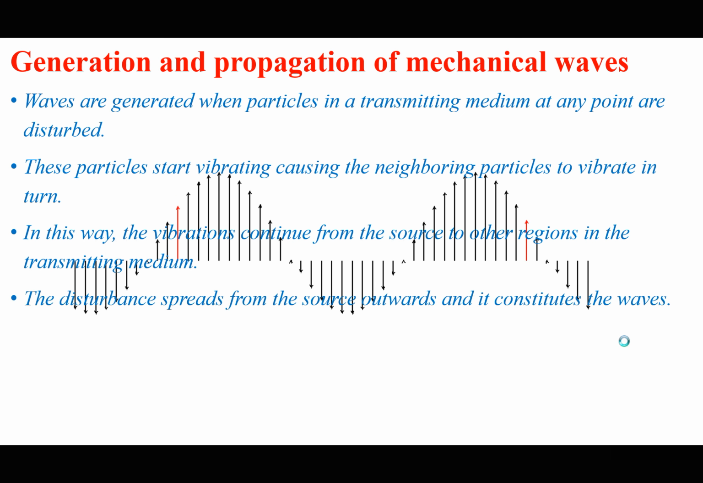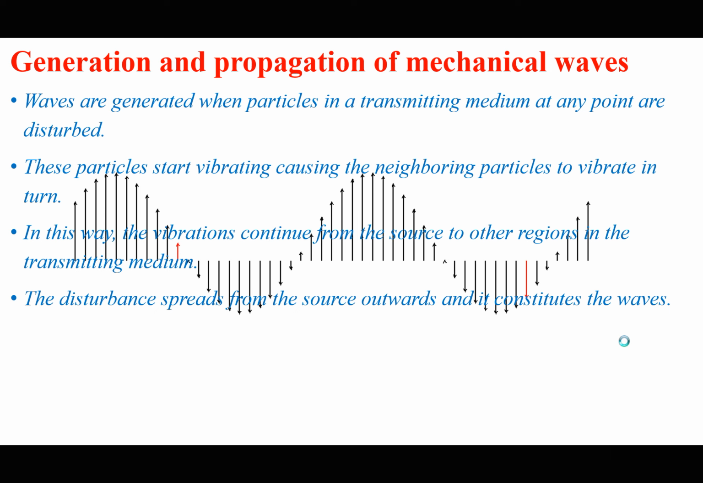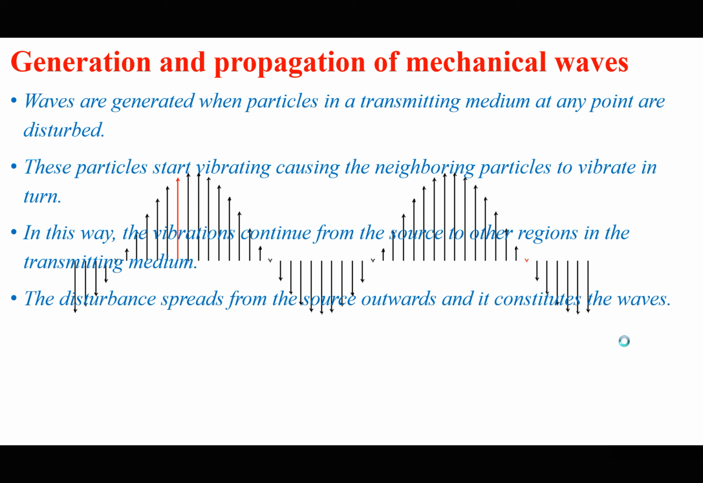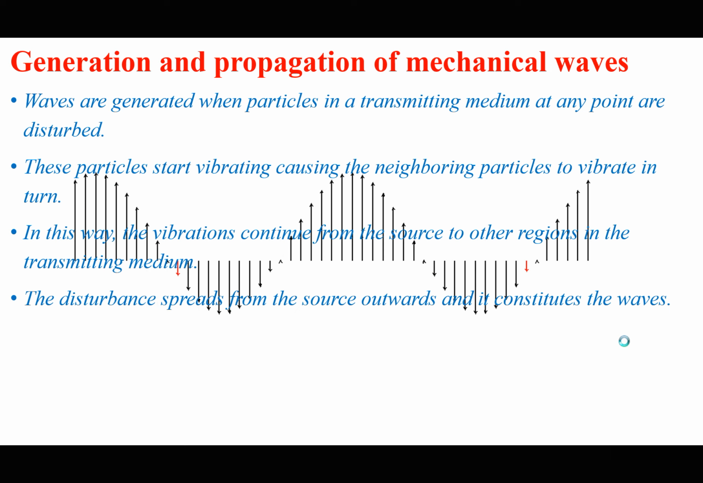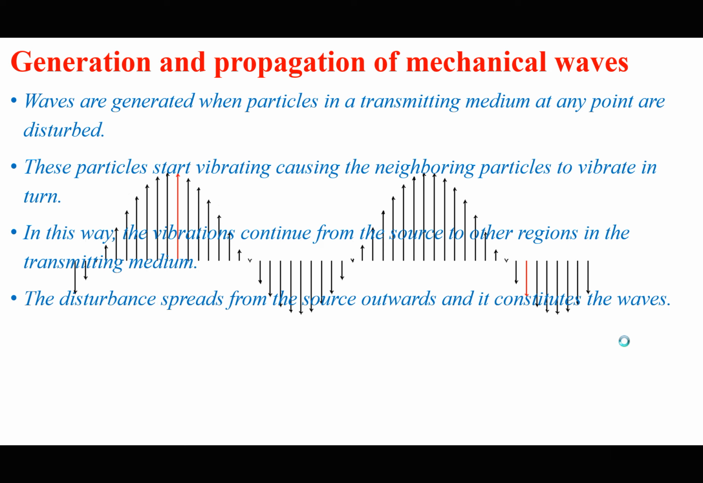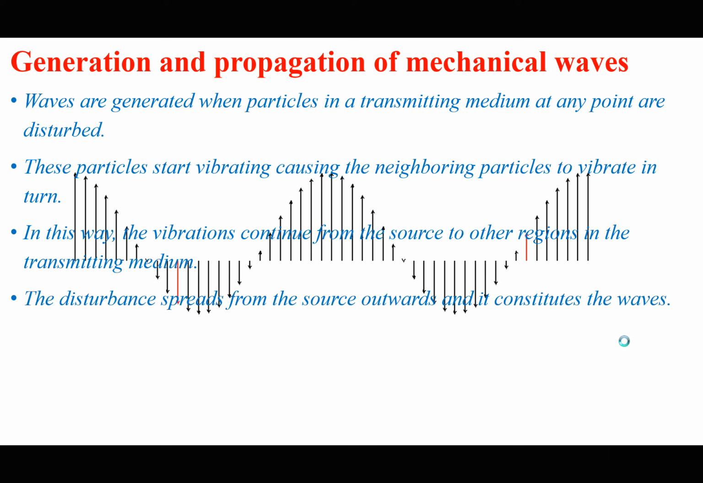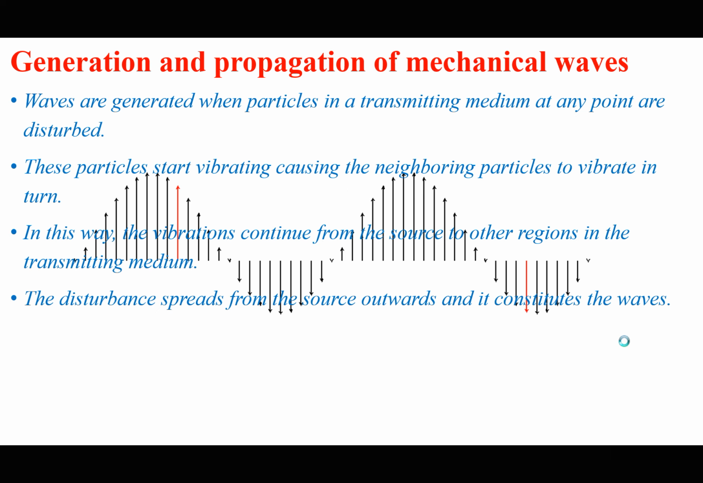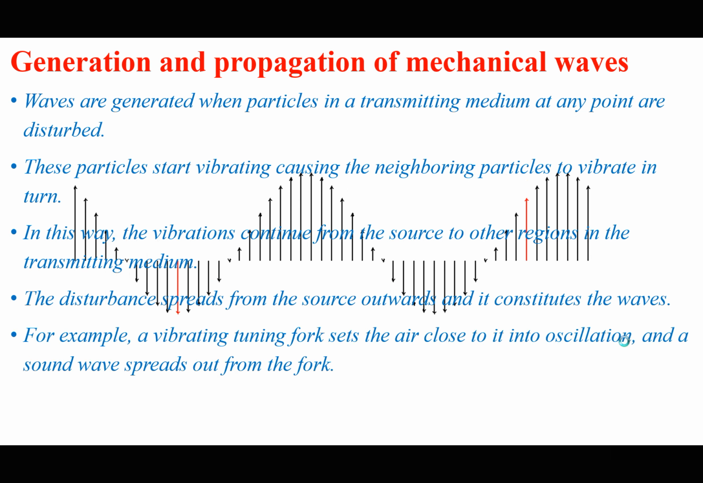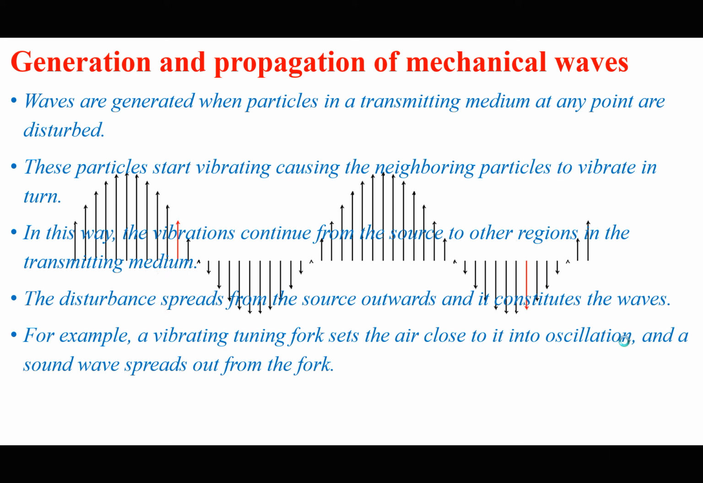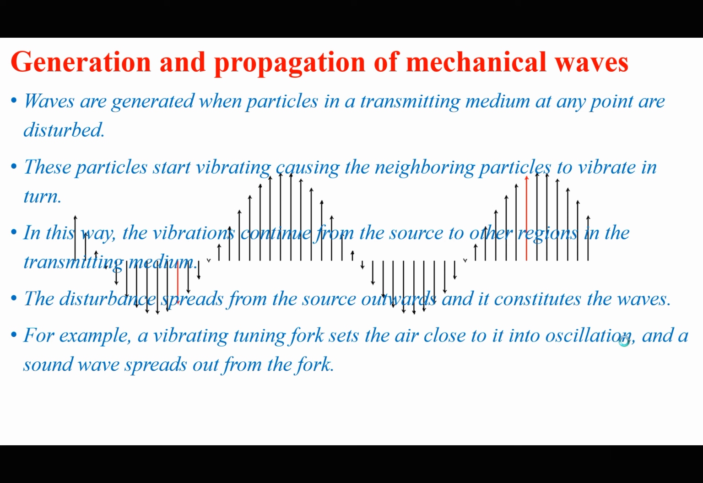So the disturbance spreads from the source outwards, and it continues, and it constitutes the waves. So a point must be disturbed, the particles start vibrating, they cause their neighbors to vibrate, and the disturbance continues to constitute what we call a wave. This is easy to see with water waves, or it is also easy to see with a vibrating tuning fork. So for example, a vibrating tuning fork sets the air close to it into oscillation, and a sound wave spreads out from the fork.